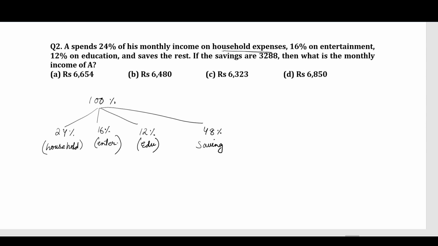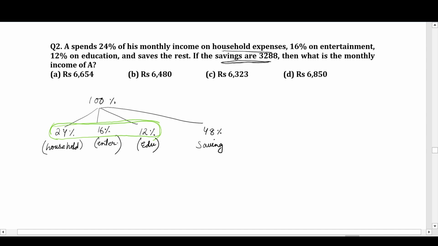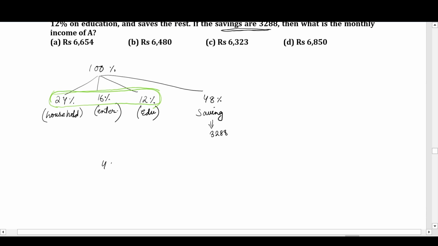So the total is 100%, and adding 24, 16 and 12 gives 52%, so 48% is the saving. The question asks for the income in terms of value, and the savings are 3,288. So 48% is 3,288. So 48% of the total income, let the income be x.